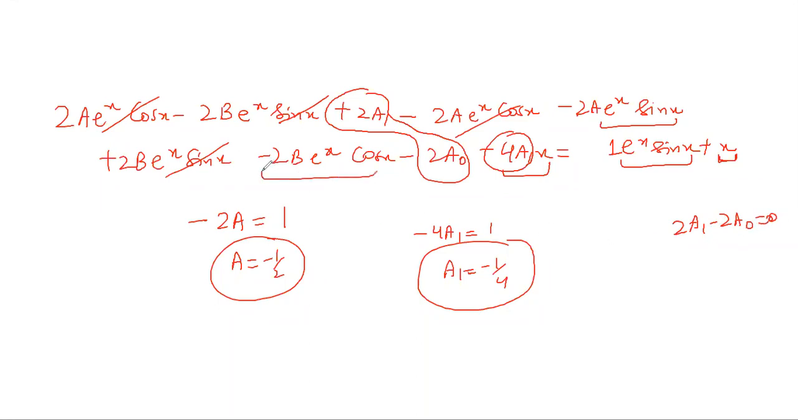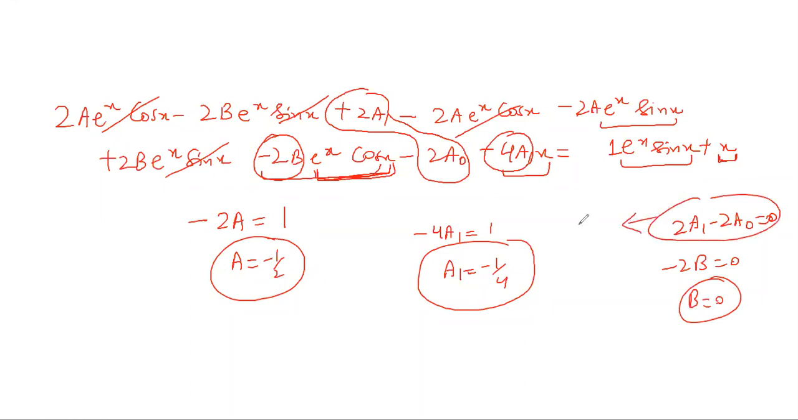Similarly, for this term, there is no term on the right hand side with e^x cos x, as you can see, but it is there on the left hand side. So this coefficient also has to be 0. So minus 2b is 0, which gives b is 0, and this gives a naught is the same as a1. So a naught is also minus 1 by 4. So I got a naught, a1 and b, the values of the four undetermined coefficients.